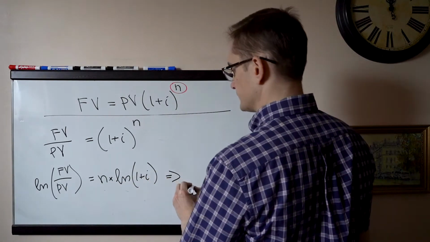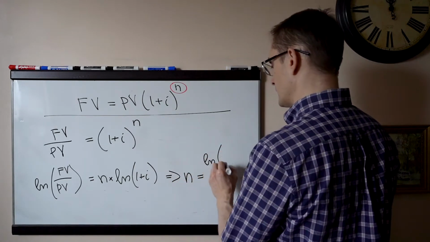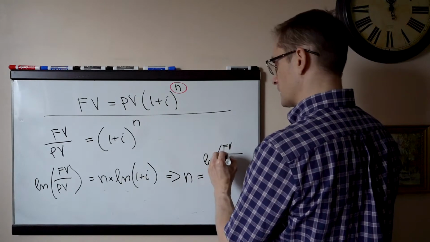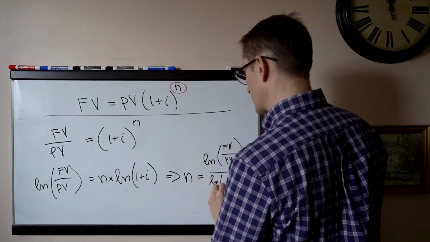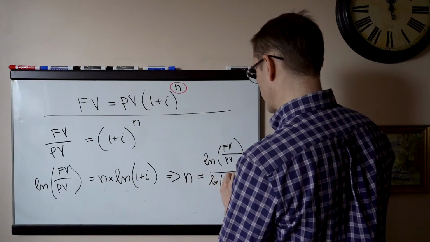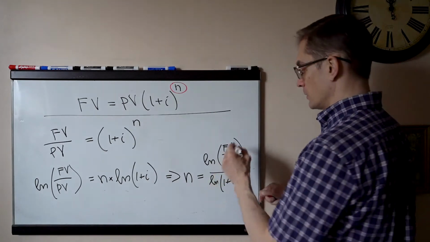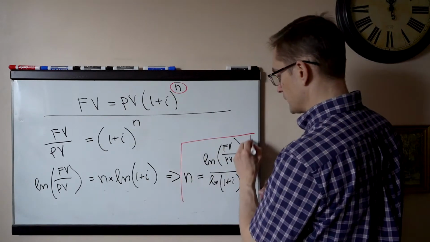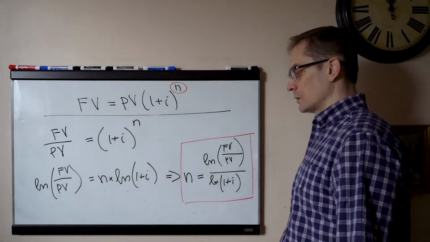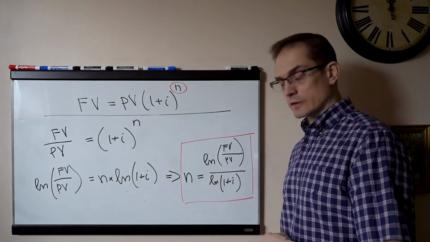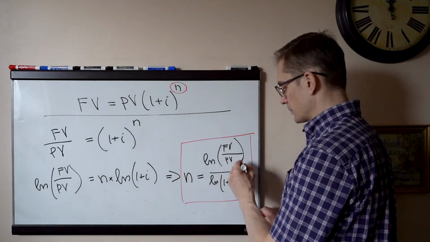As a result, you will have the formula for n, which is the logarithm of future value divided by present value, divided by the logarithm of 1 plus i. That will be the formula we can use now for finding the term. What you really need to know to be successful in this course is how to use this formula, how to calculate everything in this formula.